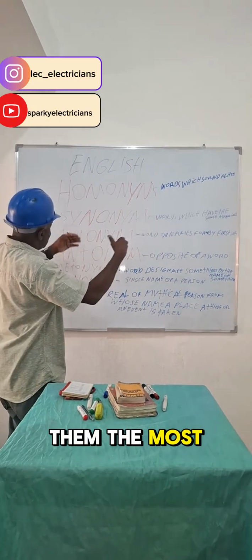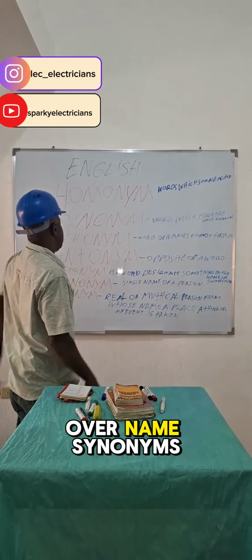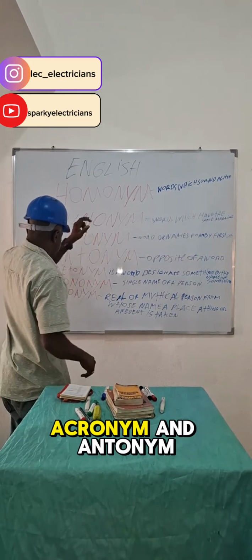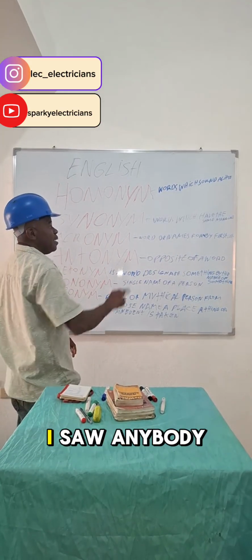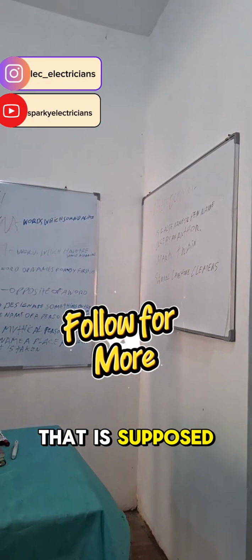The most popular ones from time to time, you're supposed to know: homonym, synonym, acronym, antonym, and pseudonym. Those five or six are the ones that you're supposed to know, right?